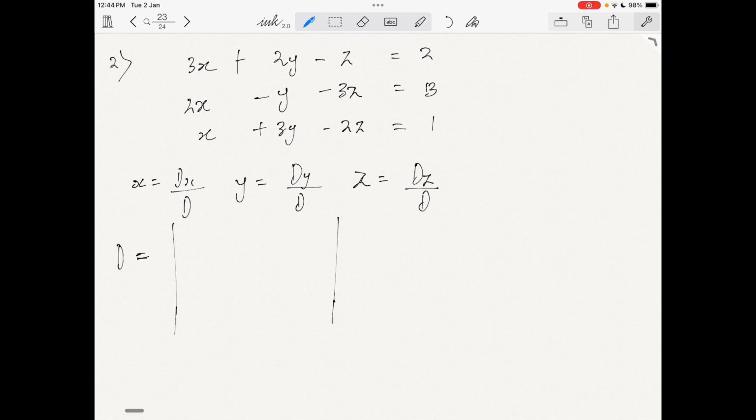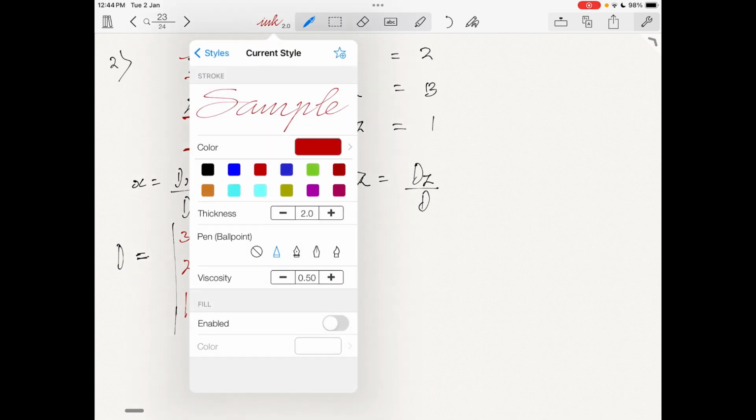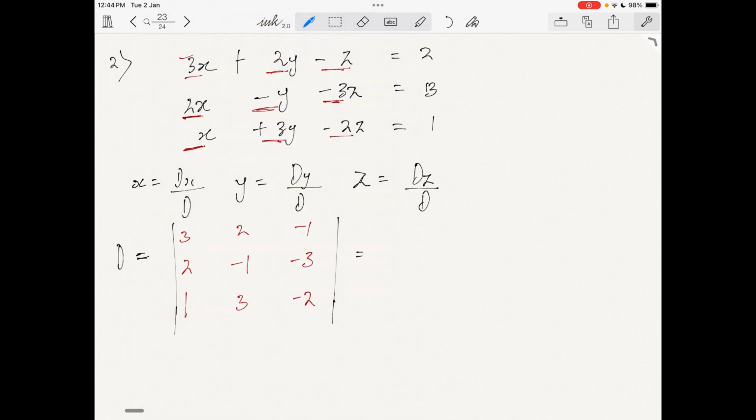So we take the determinant of 3, 2, minus 1, 2, minus 1, minus 3, 1, 3, and minus 2. In that case, when we solve this, going straight to the answer, we have our d to be 28.